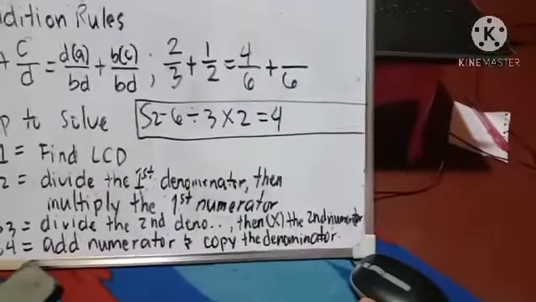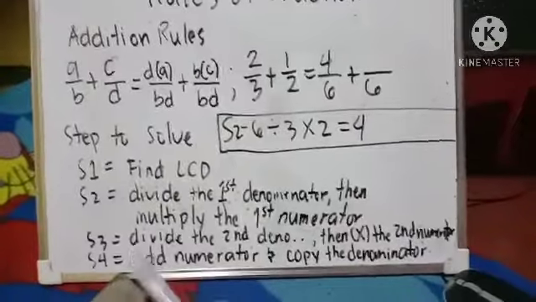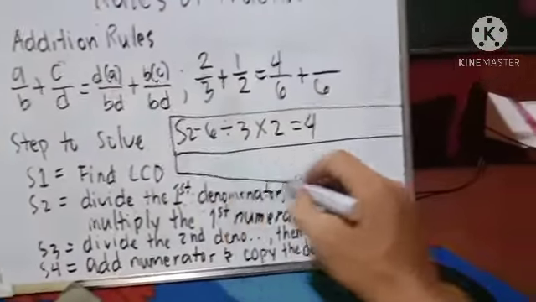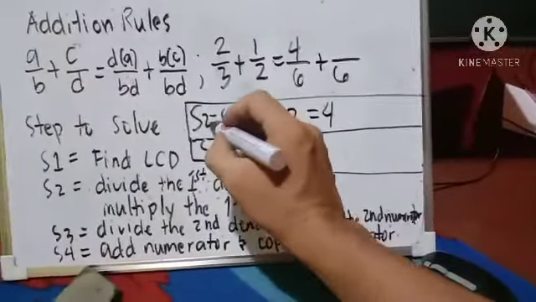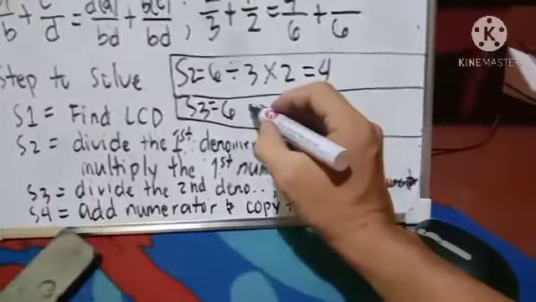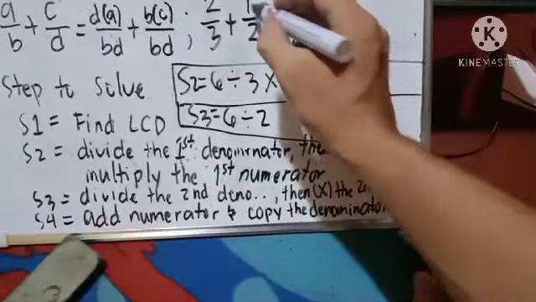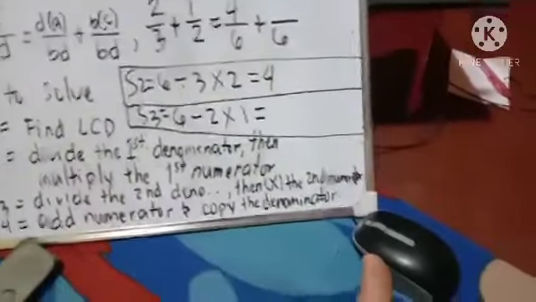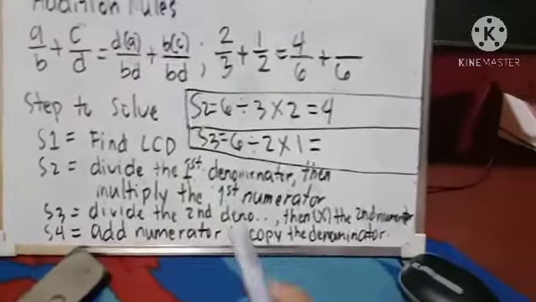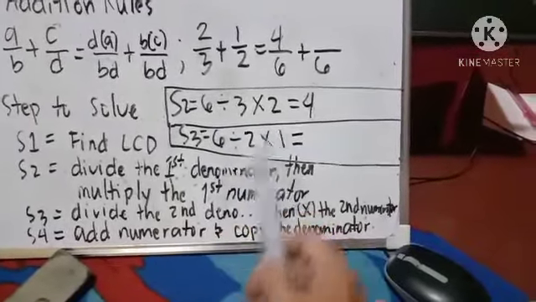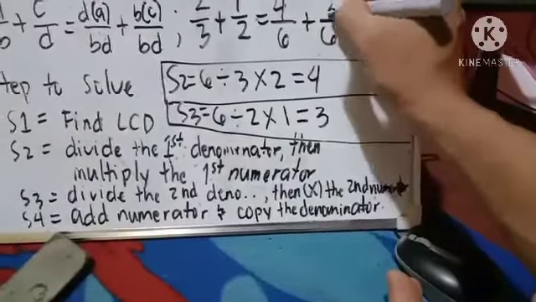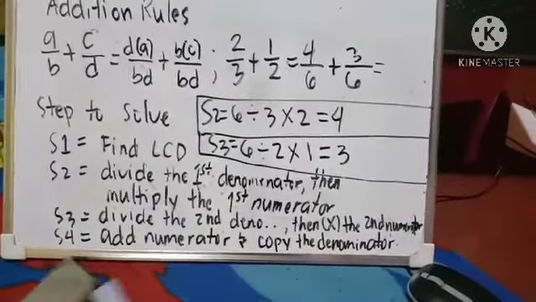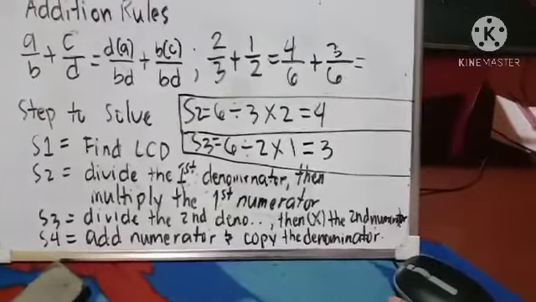Then, step 3, divide the second denominator then times the second numerator. So mangyayari sa step 3 ay i-divide sa second denominator then i-multiply sa second numerator. So 6 divide 2 becomes 3 times 1 become 3.